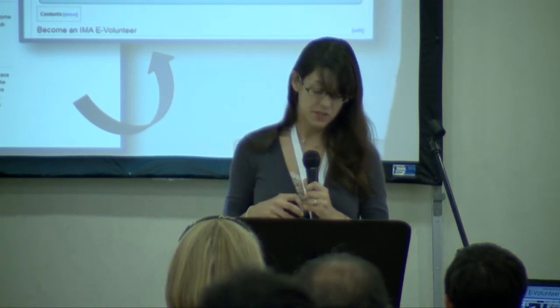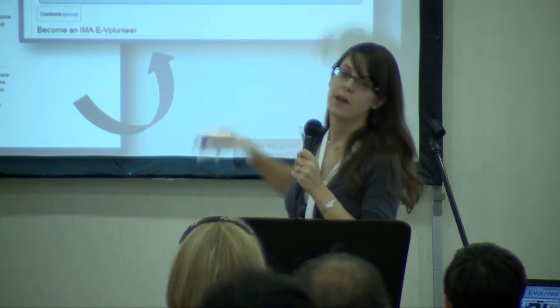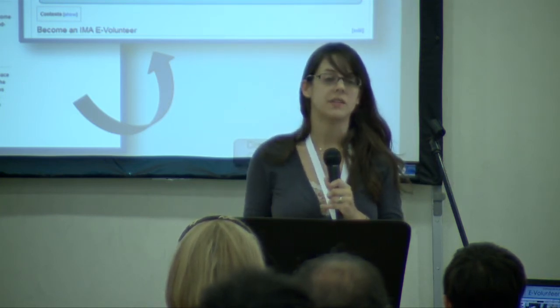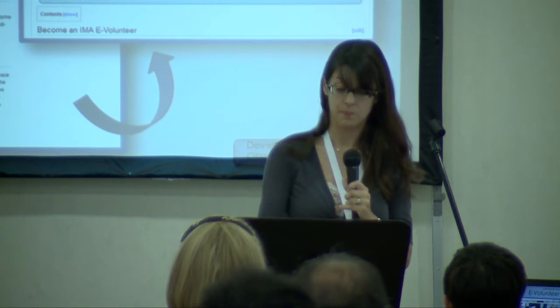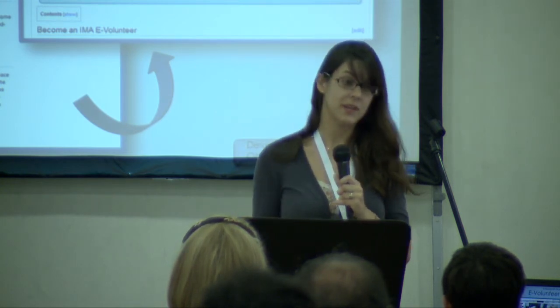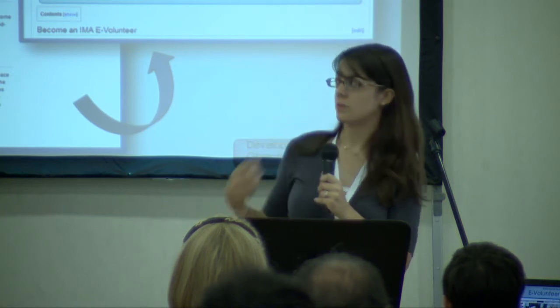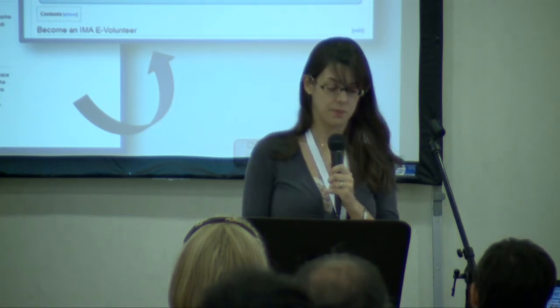And this can also just be a general e-volunteer program. All you have to do is remove the IMA from that URL, and it is a generalized guide that anyone can use in any museum. And also, this isn't just for teaching new Wikipedians. Any Wikipedian can come in and help a museum with researching their information.